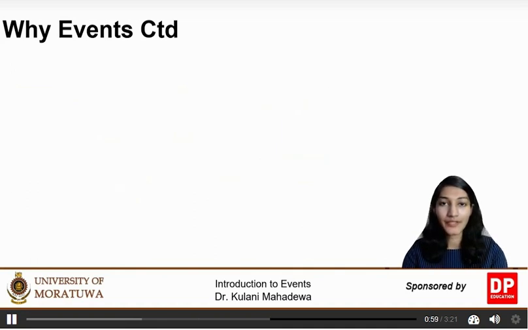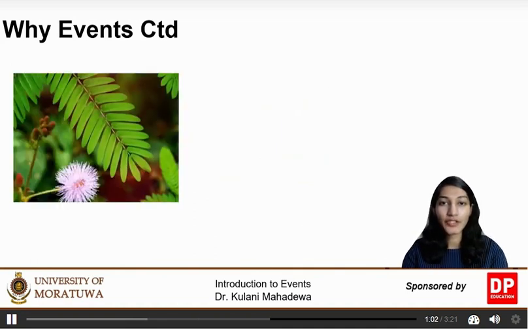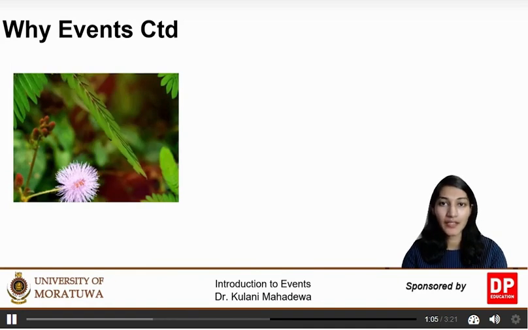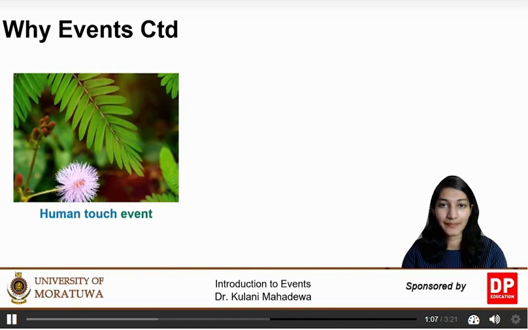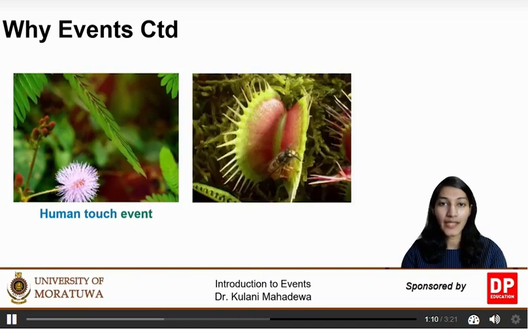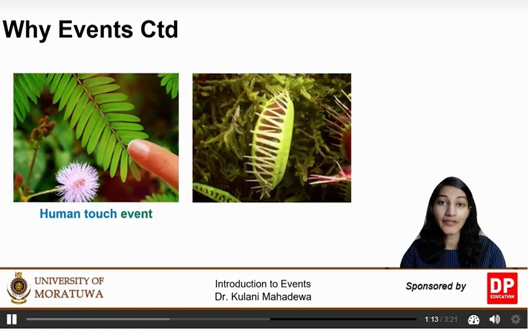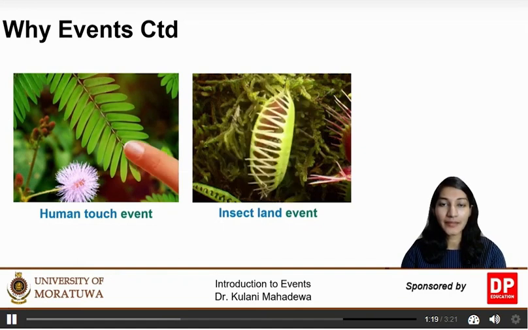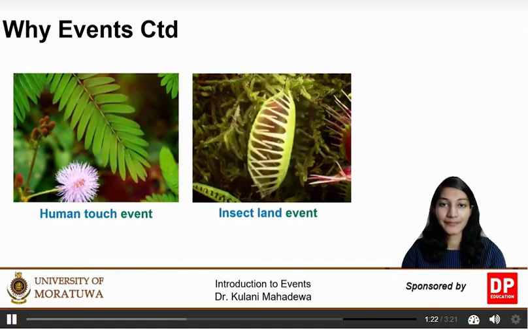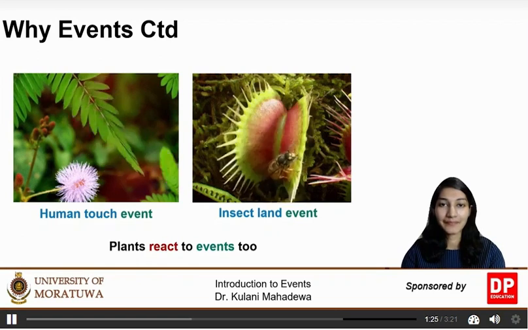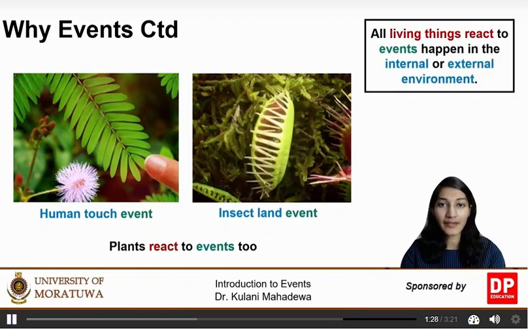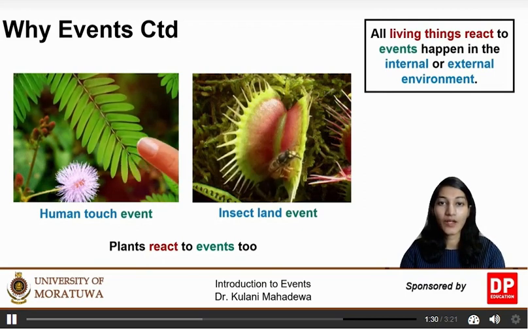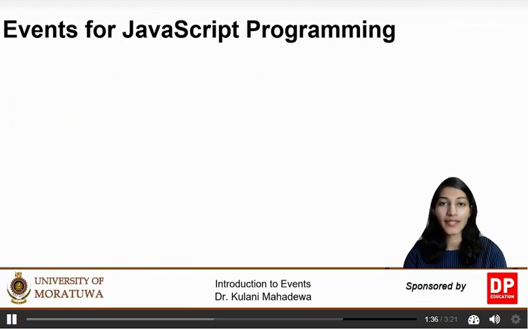Not only humans react to events. In your childhood, you might have played with this plant which goes to sleep when you touch it. Similarly, some plants catch insects when they land on them. These are some extreme examples. Plants react to simple events like sunlight too. What can we take from this? All living things react to events. The events originate from the internal or external environments. So let's take a look at how we can use events for JavaScript programming.